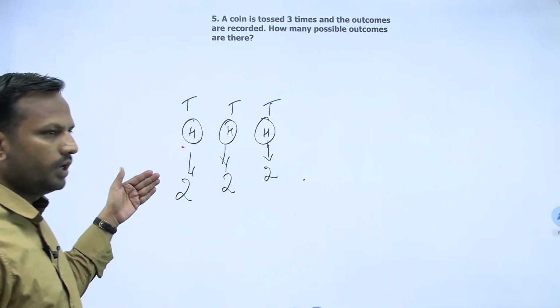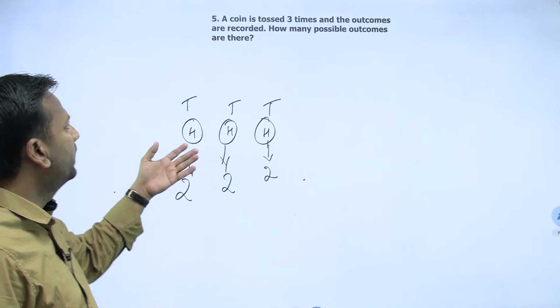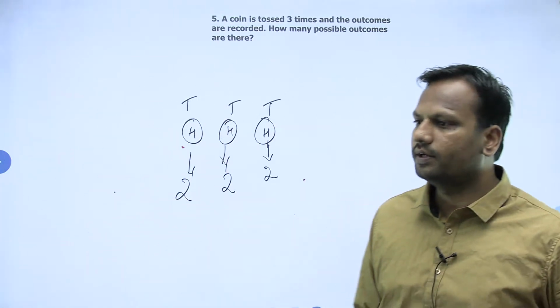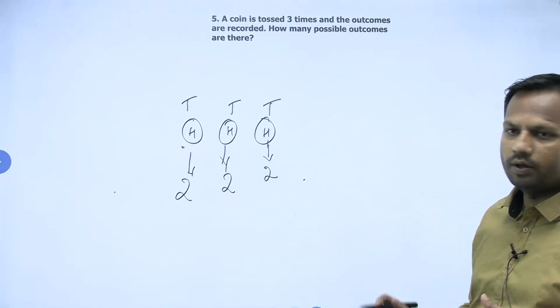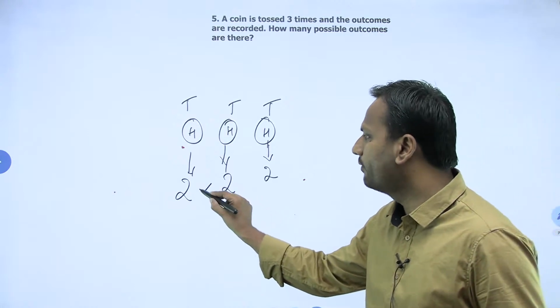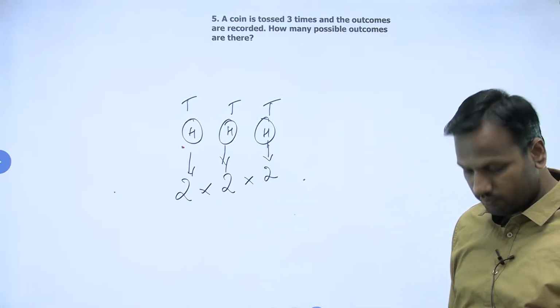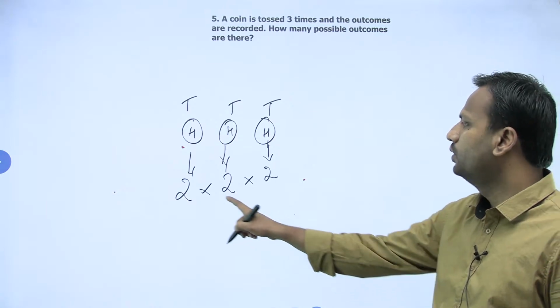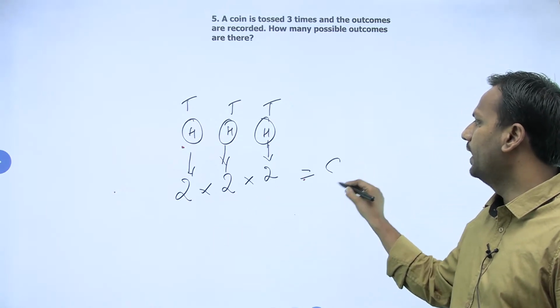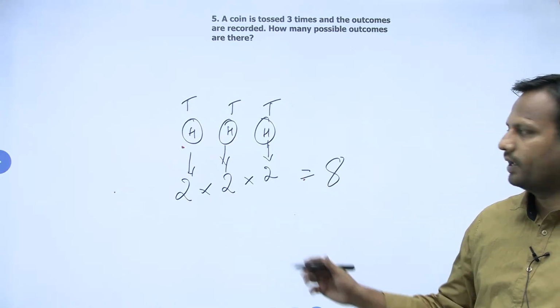So now they have tossed the coin one after the other, students, right? What we have to do? We have to multiply. One after the other they have tossed, which means we have to multiply. So 2 into 2 into 2, that is 8 ways, right?